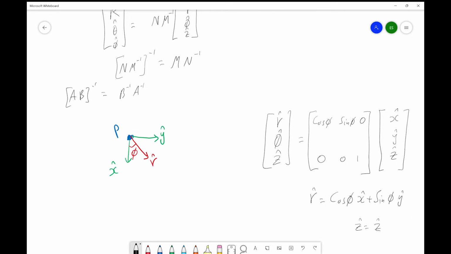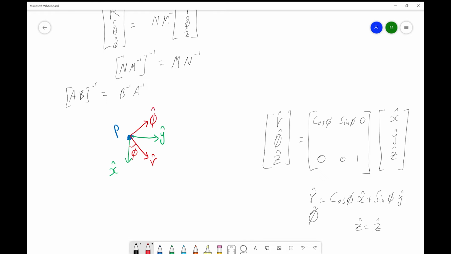Now I want to project phi hat. Where is phi hat, by the way? Phi hat is in the direction of increase of phi. And that direction at that point is going to be here, right? Because in the cylindrical coordinate system, phi increases in that direction, right? So this is going to be phi hat.